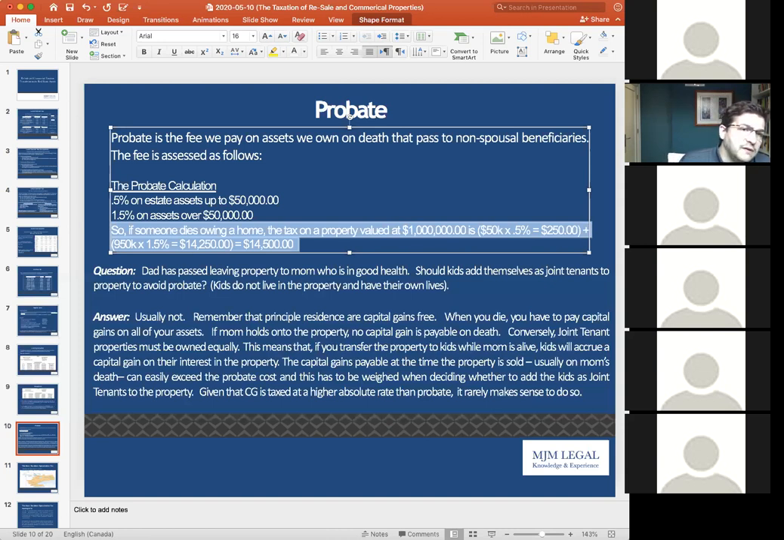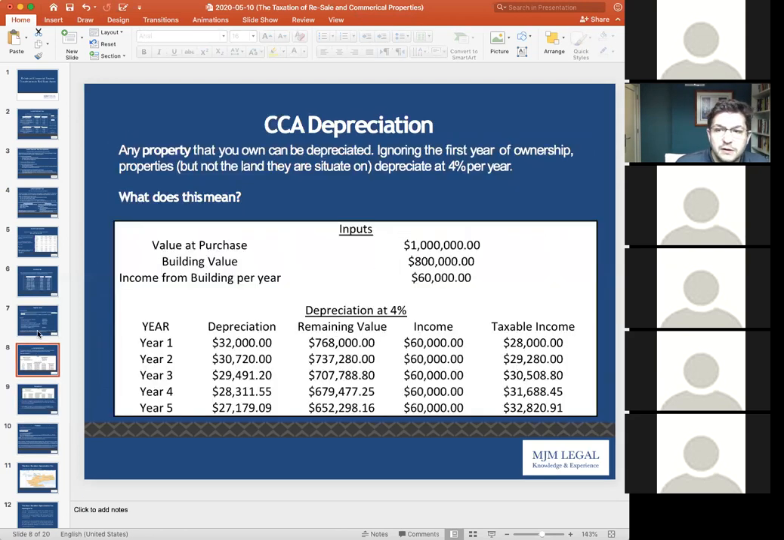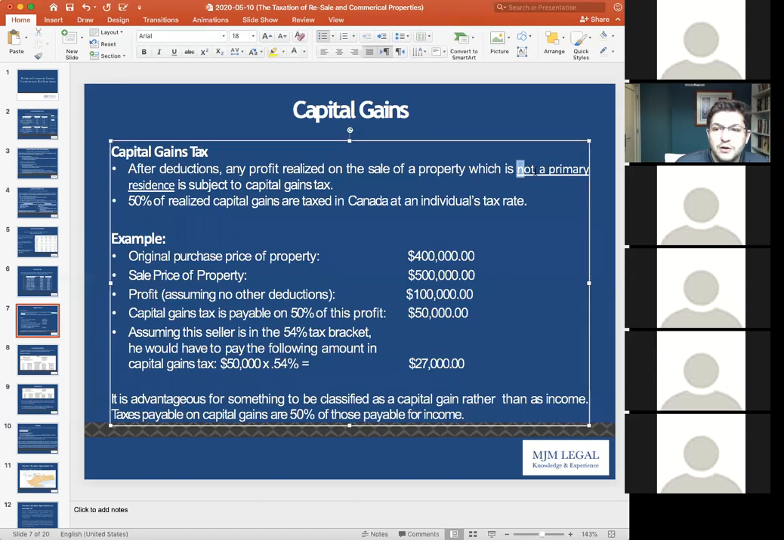Let's think this out for a minute. As it turns out, mom, because she's living in this house, is in her primary residence. What does that mean? That means that mom, let's say she lives another 10 years. When she dies, yes, her property will be worth, say, $1.2 million, and thus she'll have to pay, say, $20,000 in probate. That is true. But mom won't have to pay capital gains on that at all. It will be capital gains free.